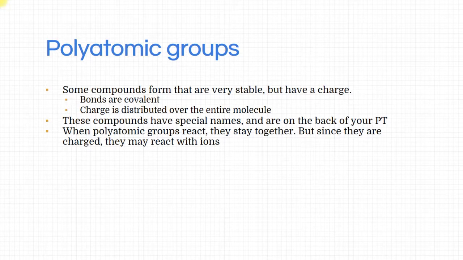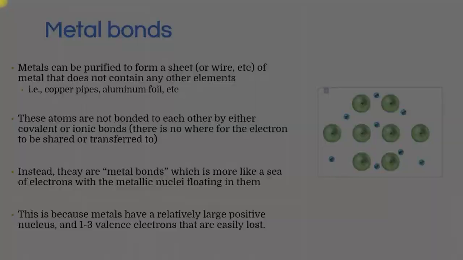I don't want you to memorize the name or the charge, but we do have to learn to recognize when to look at the back of the periodic table. Okay. The reason it's important is because when I have one of these polyatomic, poly meaning many, so many atoms in a group, they stay together. They don't ever break up. We keep them together. They can connect to other ions though.